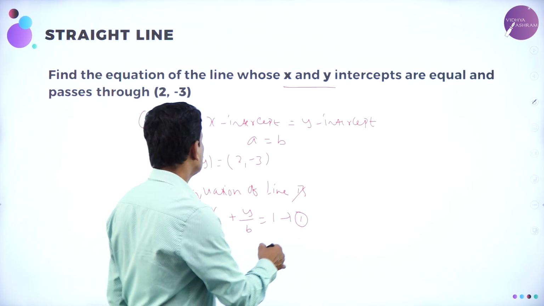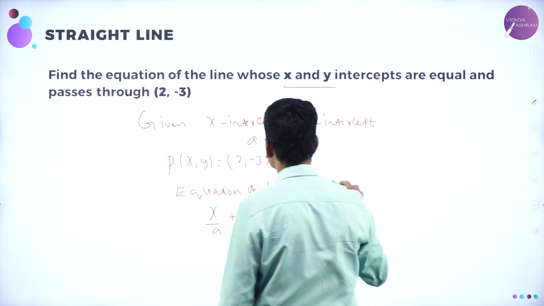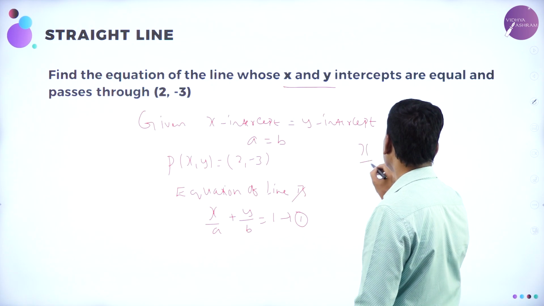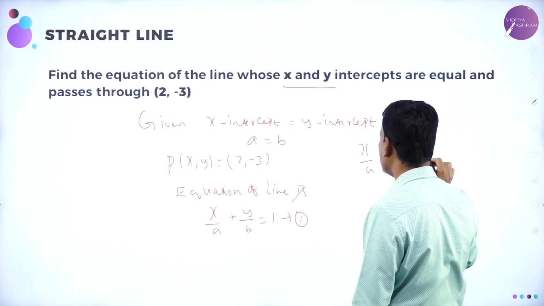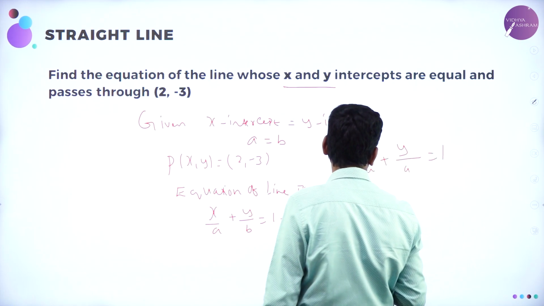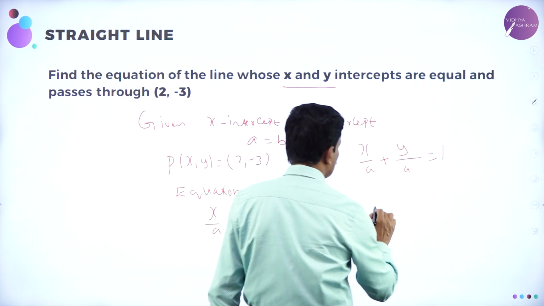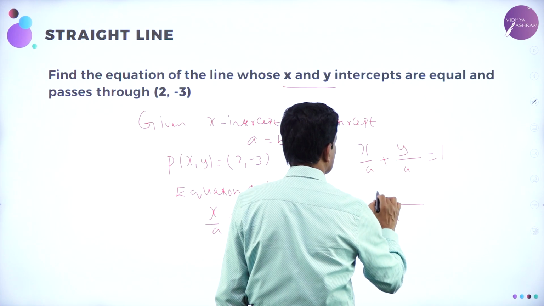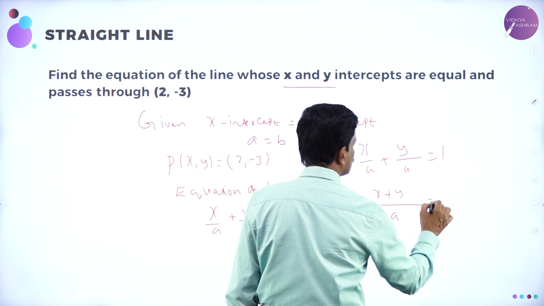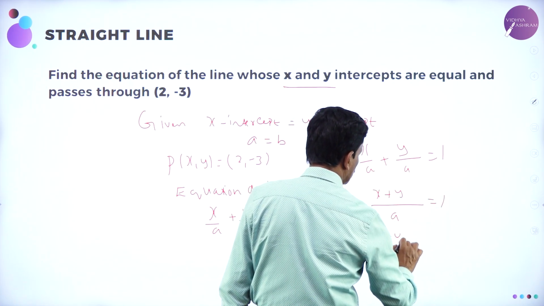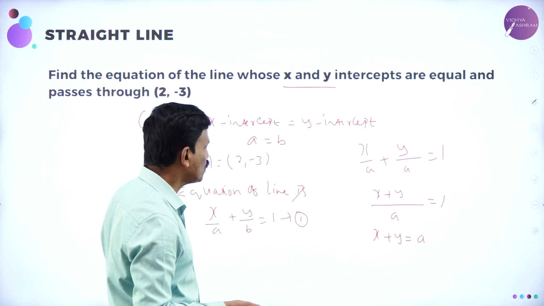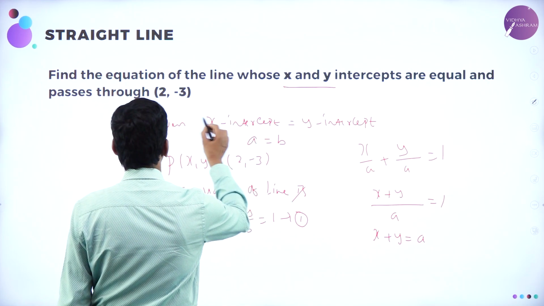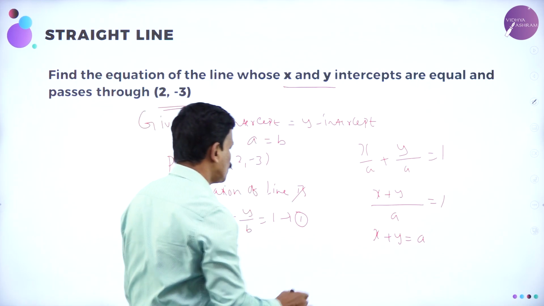Now just substitute the value. A is equal to b here. So x divided by a plus y divided by, put b is also equal to a, is equal to 1. So just take LCM. A is the LCM. A gets cancelled. X plus y is equal to 1 or x plus y is equal to a. Now since this passes through the point, what is the point? So it passes through 2 comma minus 3.